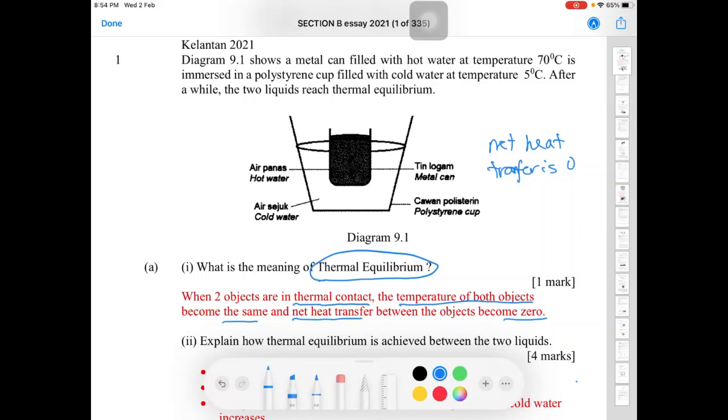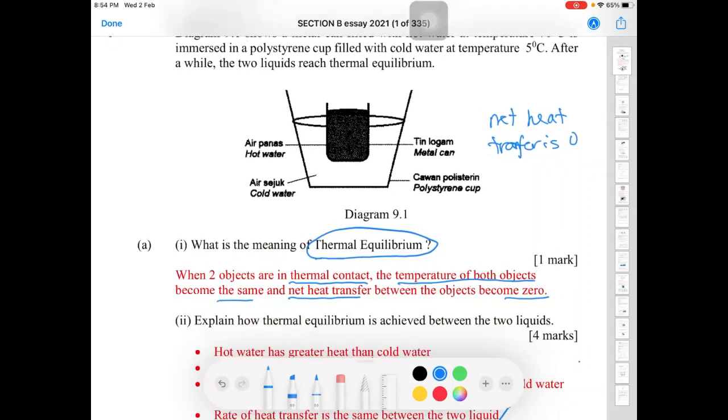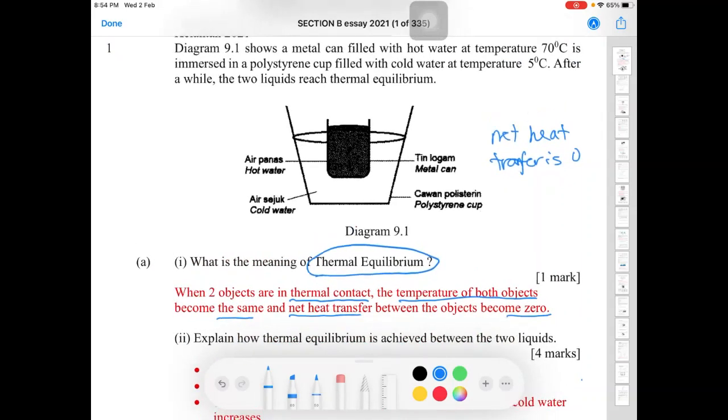Okay, alright. Soalan bahagian 2, dia tanya pula, explain how. Sebab soalan nombor 9 dengan 10 mesti ada meaning. Mesti tanya explanation. So dalam explanation selalunya ada 4 marks. So macam mana you nak jawab? So dia kata explain how thermal equilibrium is achieved between the two liquids. Jadi kamu kena pastikan kamu mesti ada ayat no net heat transfer. The temperature of both objects become the same. Yang tu wajib ada untuk 2 mark.